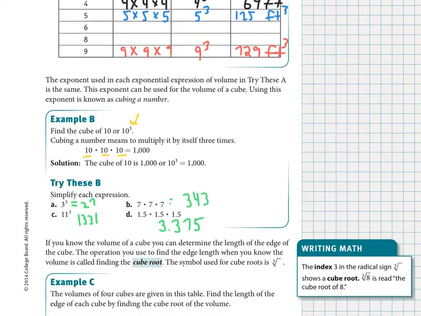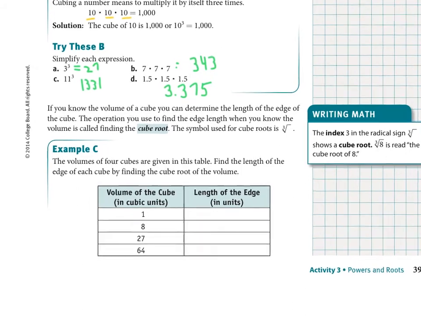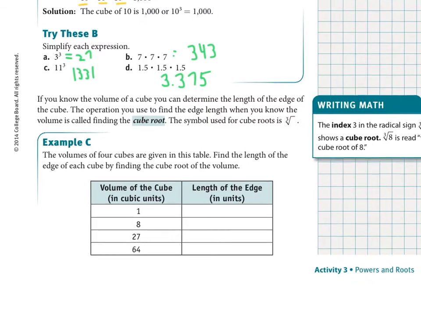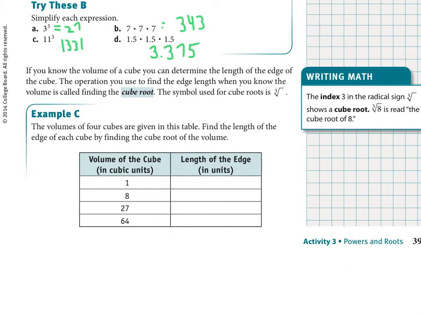All right, so let's work backwards a little bit now. Let's say, what if you know the volume, okay? So you know the volume of a cube. You can determine the length of the edge. So the operation you use to find the edge when you know the volume is called finding the cube root, okay? If you remember last section, we found square roots. So cube roots are similar, okay? But we're finding what number could be multiplied by itself 3 times to equal the volume.